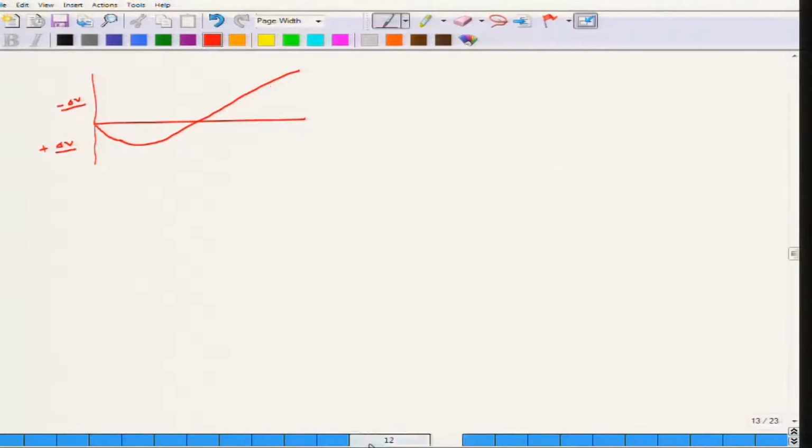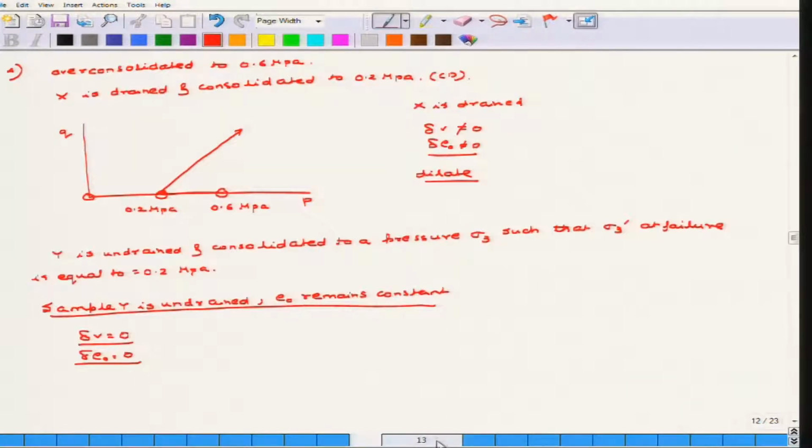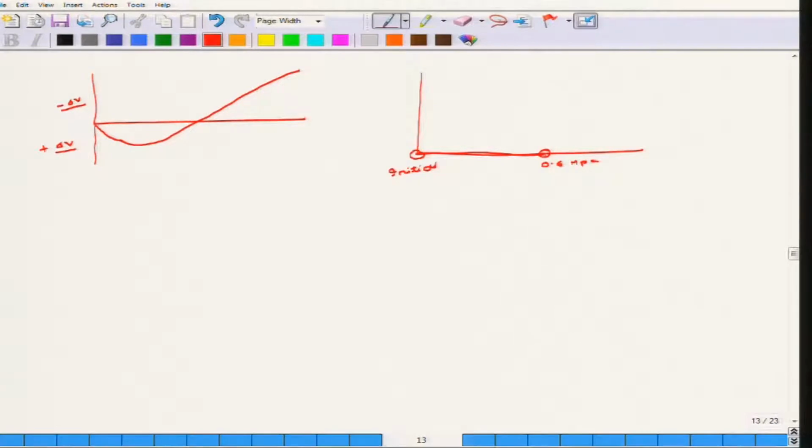This is what happens in over consolidated soil, because I showed you from the stress path diagram that this is the initial condition. Then it moved along to 0.6 MPa because it was pre-consolidated there, and then it moved back to 0.2 MPa. So as you know from the consolidation curve, this is 0.6 MPa, this is the OC line, well, this is the normally consolidated line. So obviously it moved along this line and then it reverted back to 0.2 MPa.